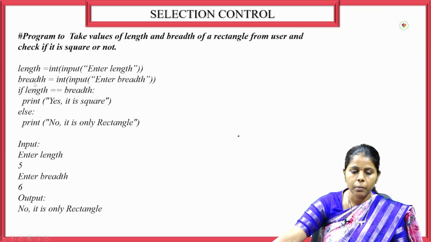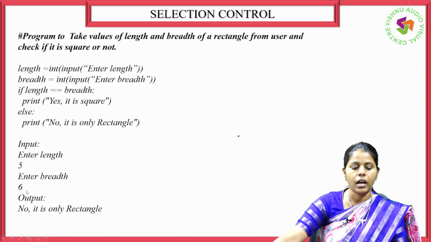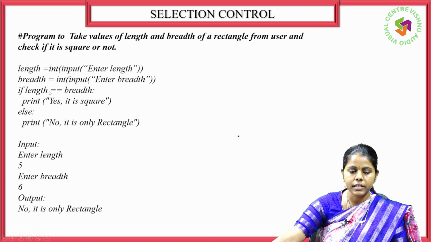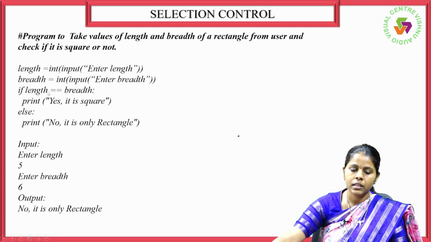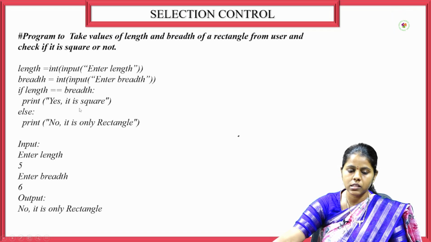Next I am entering breadth, int of input of enter breadth. So I am entering length and breadth. Suppose I have entered length as 5 and breadth as 6. It will check if length equals breadth, that is, is 5 equal to 6? No, the condition becomes false. It will execute the else block. That is, no, it is only a rectangle. Suppose I give length as 5 and breadth as 5, so both are equal. It will print yes, it is a square.